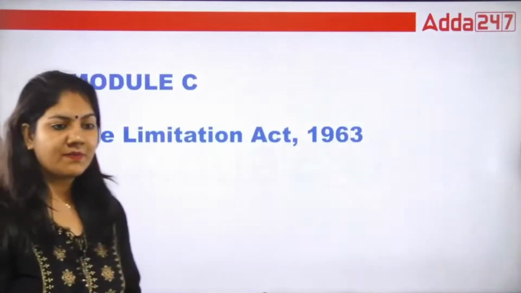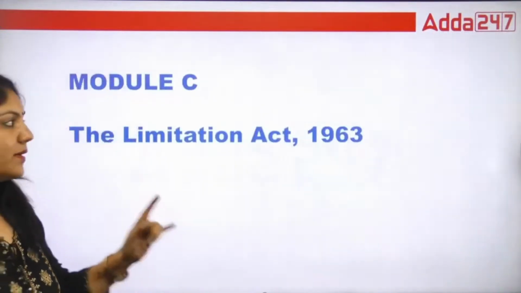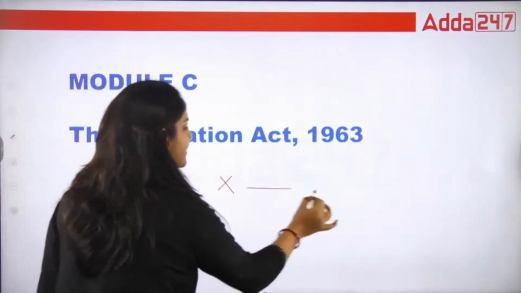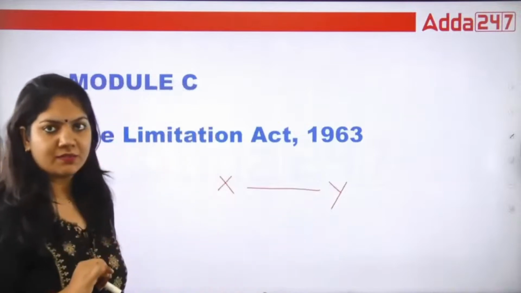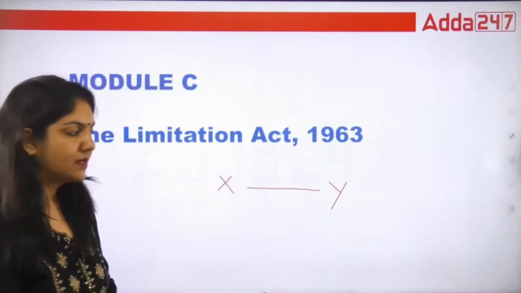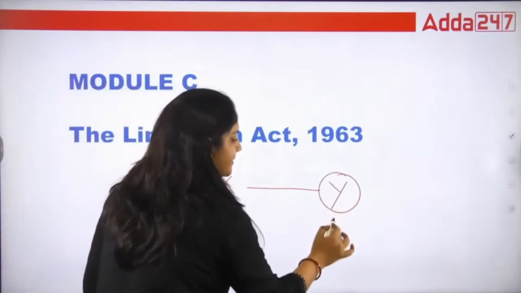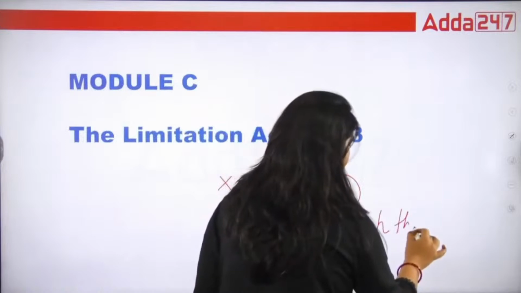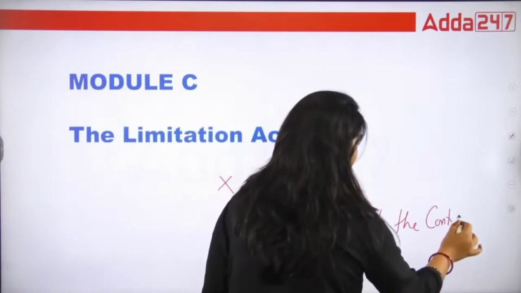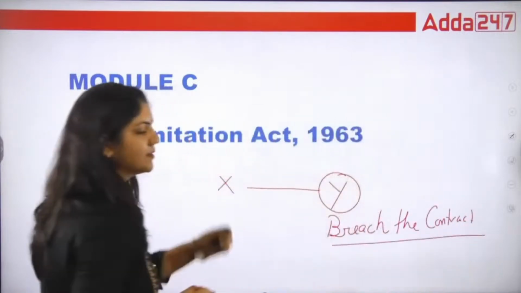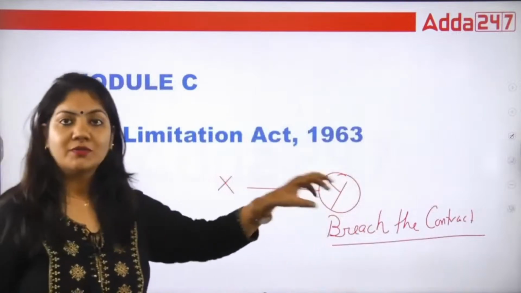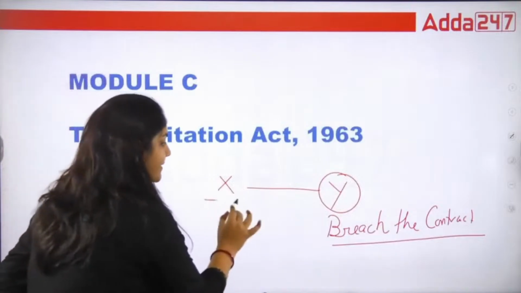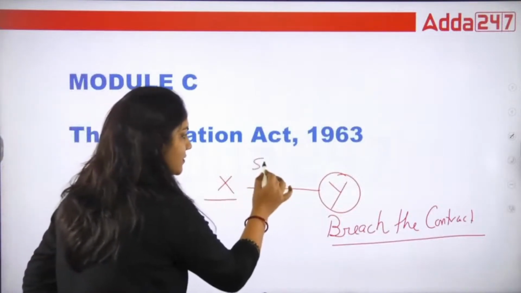Now, module C. What is the Limitation Act? According to the Limitation Act, what exactly does this mean? X and Y are the two parties. They are doing a contract. Y person breaches the contract. In that case, what will happen? If the Y person breaches the contract, now X has a right to file the suit.